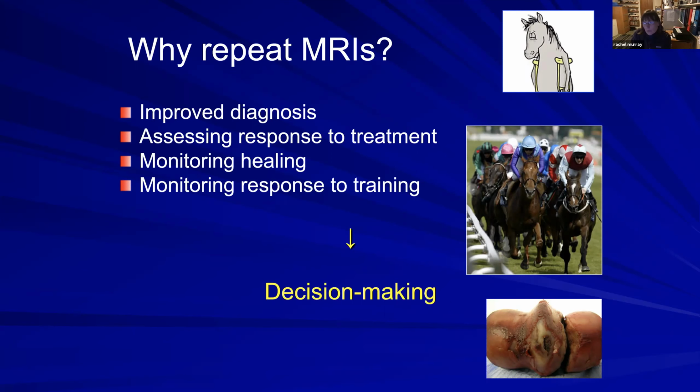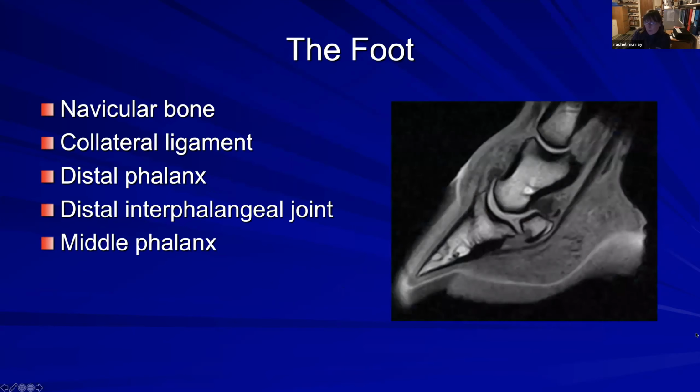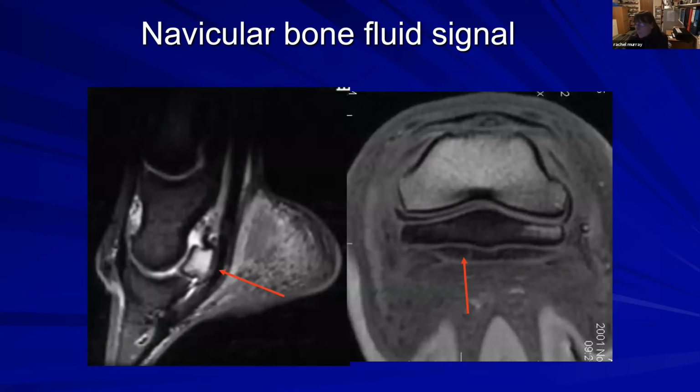Not quite sure why my slides won't, there we go, they're now advanced. So if we're talking about different areas, I'll start by talking about the foot. There are various things I was going to talk about in the foot. Obviously, I can't cover anything and everything, but I just wanted to pick out a few different things as we went along. So what about navicular bone fluid signal? This is something we see on a relatively frequent basis, and we associate with podotrochlear apparatus injury, often with other soft tissue injuries, but sometimes we see it on its own.